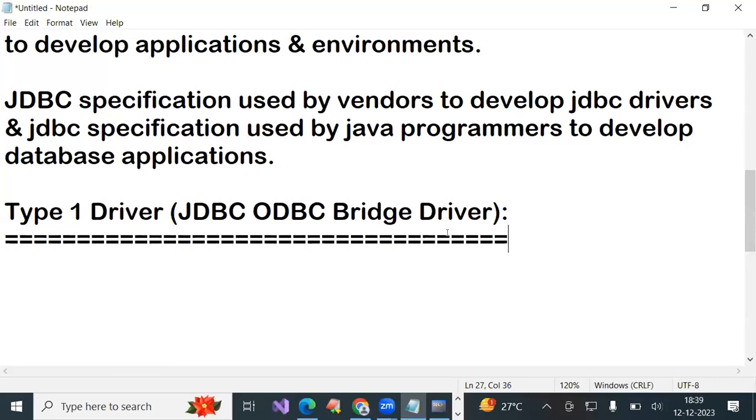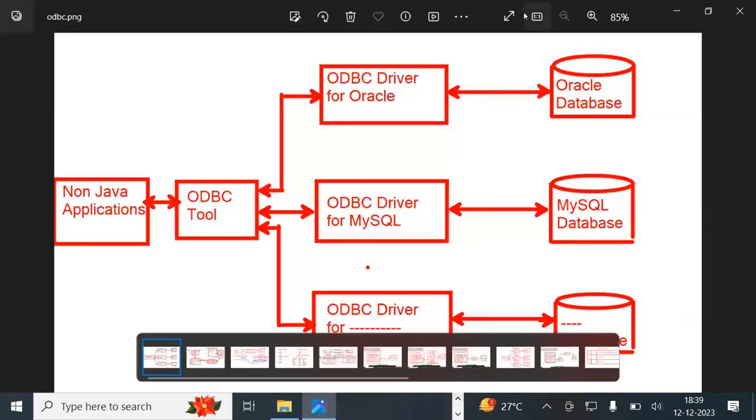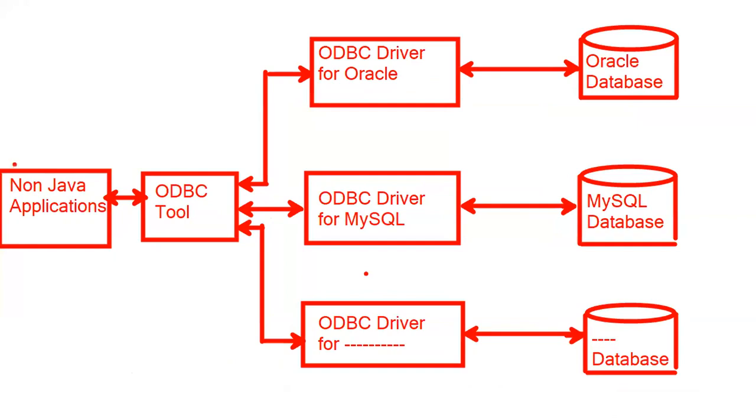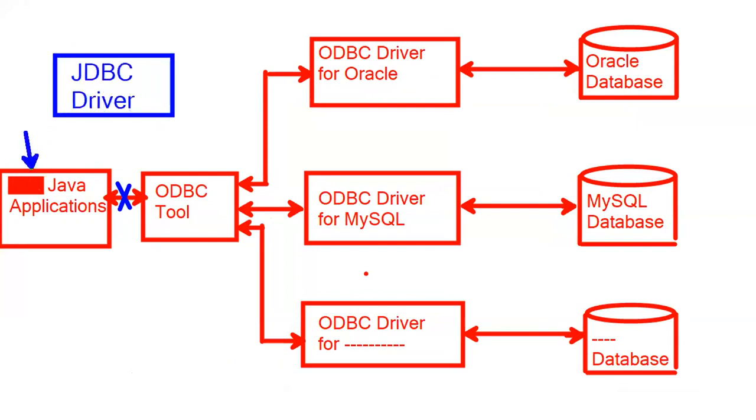Now, the type 1 driver diagram, I'll explain. Type 1 driver diagram first. You observe. In this only, I'll add. First, this is introduced. It is outdated because your connection failed. Then what is introduced? The JDBC driver. This is the type 1 driver. Write this complete diagram. It is compulsory, otherwise you'll get confused. This is the type 1 JDBC driver.